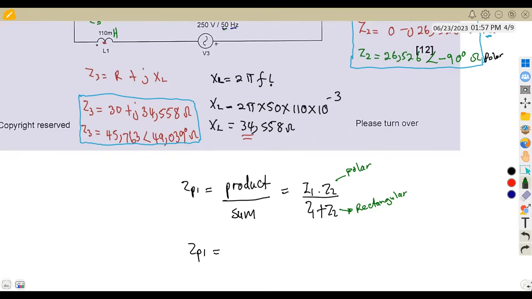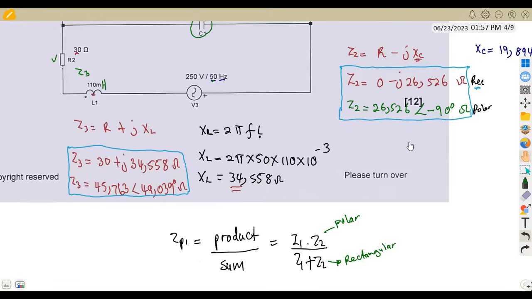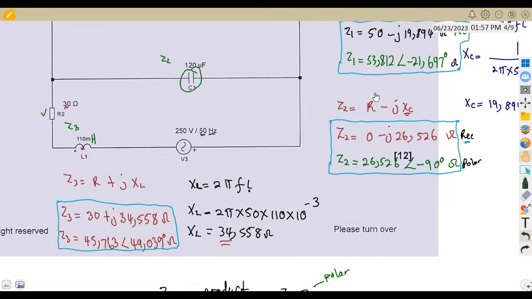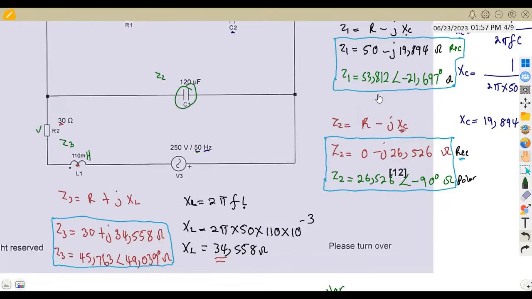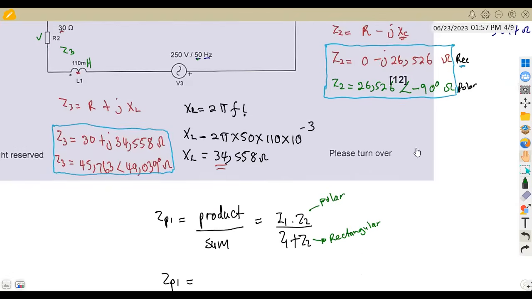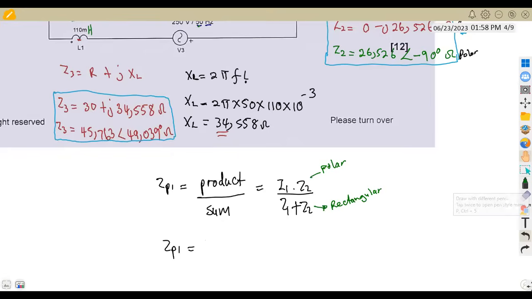So let us have our Z1. We're going to take our Z1 here in polar form, not in rectangular form. We take this one in polar form, which is 53.813 angle of minus 21.697. This is the one that you're going to take. So it's Z1 and Z2 in polar form, and you multiply these two in polar form. All right, so let us multiply and see what we are going to have. It's very, very important that you note this part.